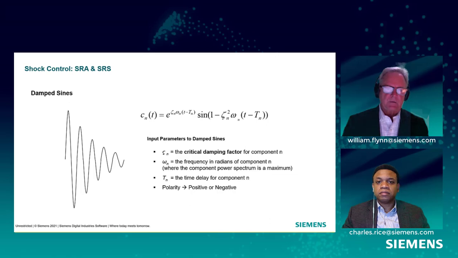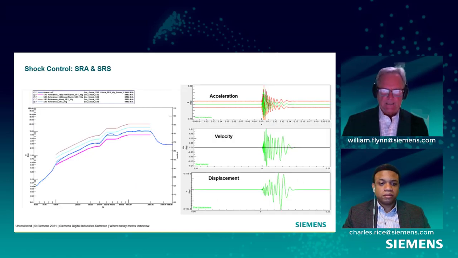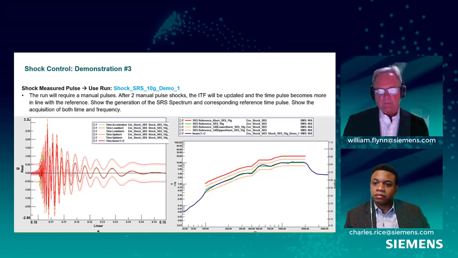That's the reasoning for the infinite number of solutions for the time waveform that's applied to achieve some spectral responses or characterize some spectral content. And then for the wavelet, the shape function is defined here, again with the same input parameters, just a different equation. It's kind of like a Hanning window applied to a pulse. And then looking at the acceleration versus velocity versus displacement and how those look in the time domain versus the spectrum. And then we have a demonstration of the SRS.